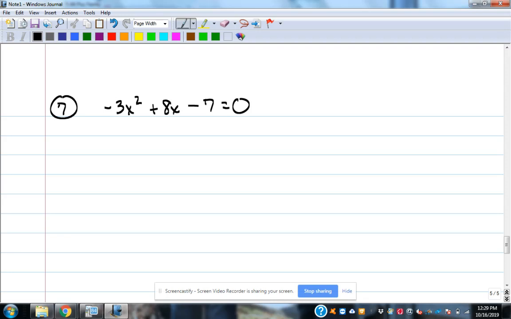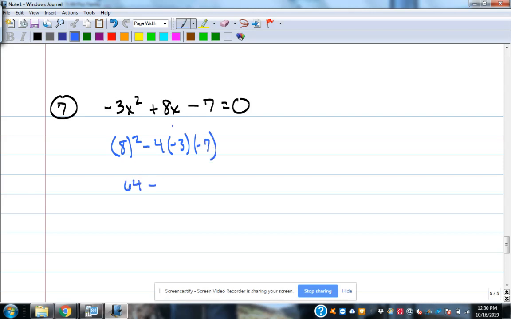-3 in the front times a -7 in the back is +21, and it's got to add to be 8. The only things that multiply to be 21 are 21 and 1 and 7 and 3, none of which will add to be 8, right? So I know factoring's out on this one. So I know quadratic formula or complete the square are my only options. I'm doing quadratic formula. Complete the square, you usually don't choose that one unless you're forced to, though you've got to know how to do it. So I've got A, B, and C, so I'm doing the discriminant. So 8 squared minus 4 times -3 times -7.